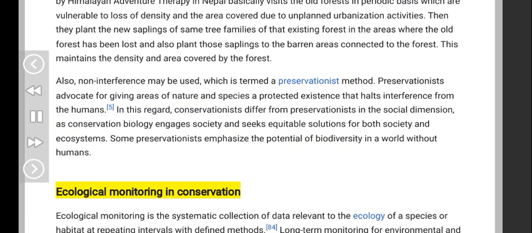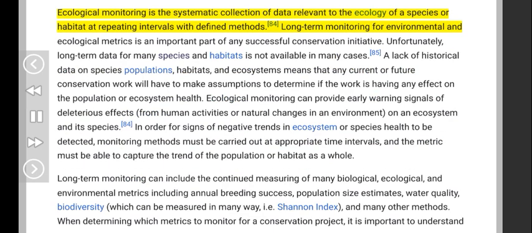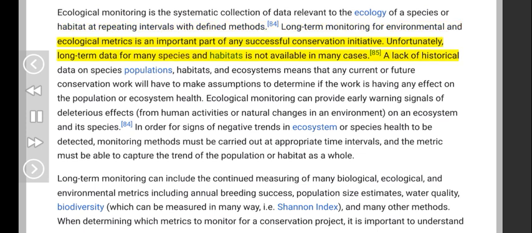Ecological monitoring and conservation. Ecological monitoring is the systematic collection of data relevant to the ecology of a species or habitat at repeating intervals with defined methods. Long-term monitoring for environmental and ecological metrics is an important part of any successful conservation initiative. Unfortunately, long-term data for many species and habitats is not available in many cases. A lack of historical data on species populations, habitats, and ecosystems means that any current or future conservation work will have to make assumptions to determine if the work is having any effect on the population or ecosystem health.